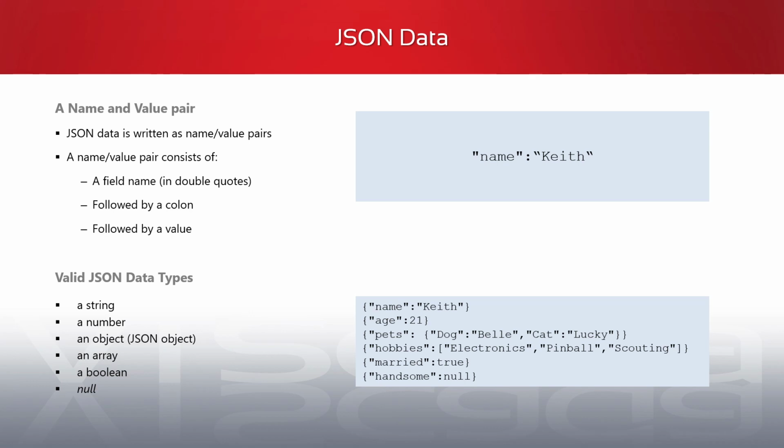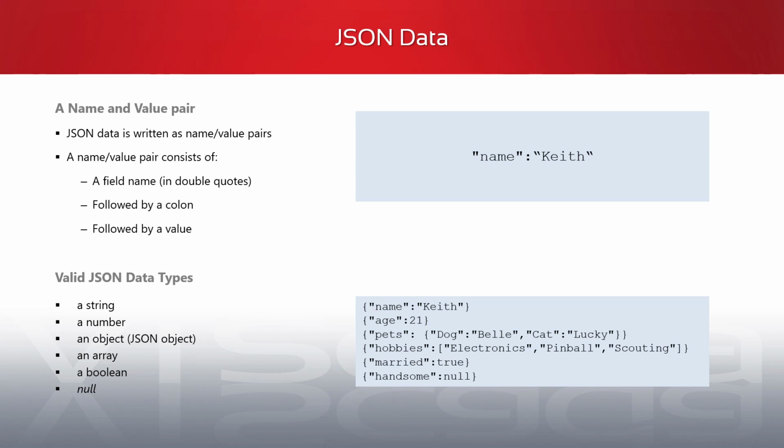We can also hold things like an array, so an array of element items. In this example here, the name item is hobbies, and then it's followed by a colon, and then you can see it's surrounded by square brackets. We have 3 elements in this array: electronics, pinball, and scouting.